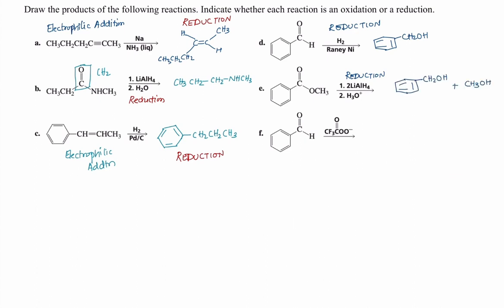For the last reaction, we have an aldehyde reacting with peroxy acid. What kind of reaction is this? Is there a name for this reaction? This is called the Baeyer-Villiger oxidation. And the name itself says that this is going to be an oxidation reaction. So let's put oxidation here. In a Baeyer-Villiger oxidation, the oxygen is going to be inserted either between the carbon-hydrogen bond here or between the carbon and phenyl group here.